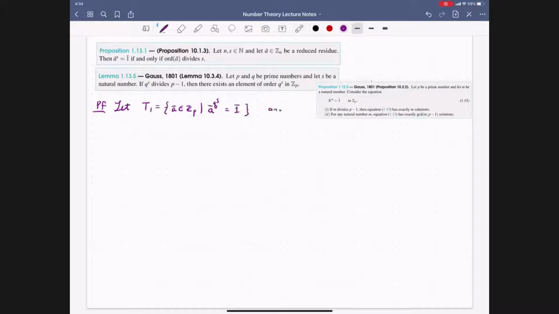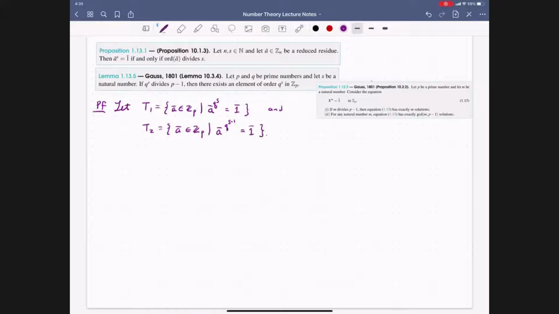And we're going to let T2 be the collection of those elements of the integers modulo p, such that if we raise a bar to the q, but now q is raised to the s minus 1, this is equal to 1 bar.